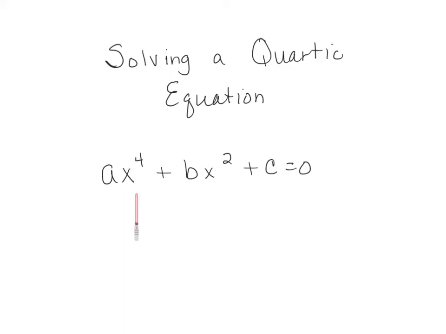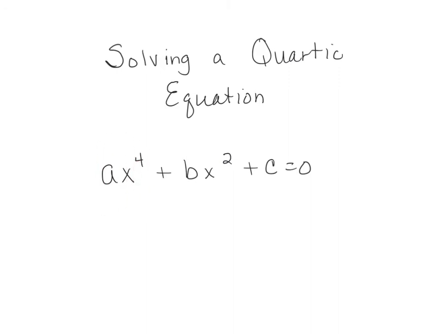Today we're going to be learning about solving a quartic equation, and a quartic equation means my largest exponent is a 4. So this is what a standard quartic would look like. The method we're going to look at is factoring. And what I first want to look at is here is the x to the 4th. This is my largest exponent.